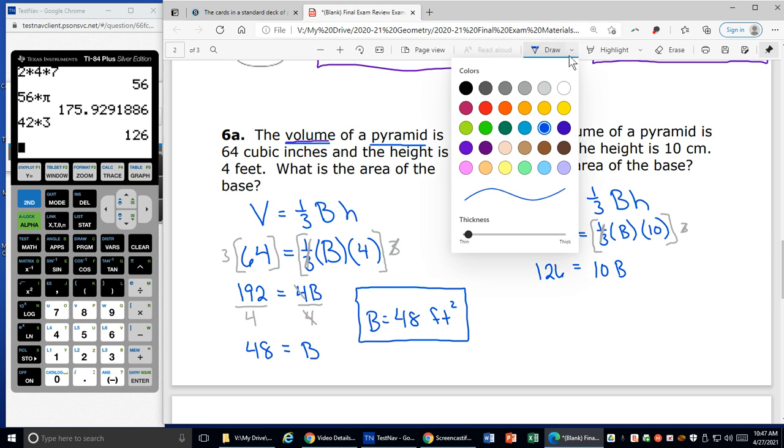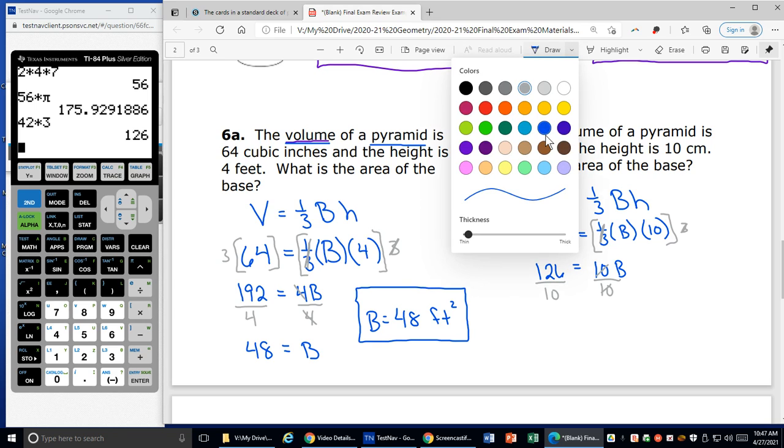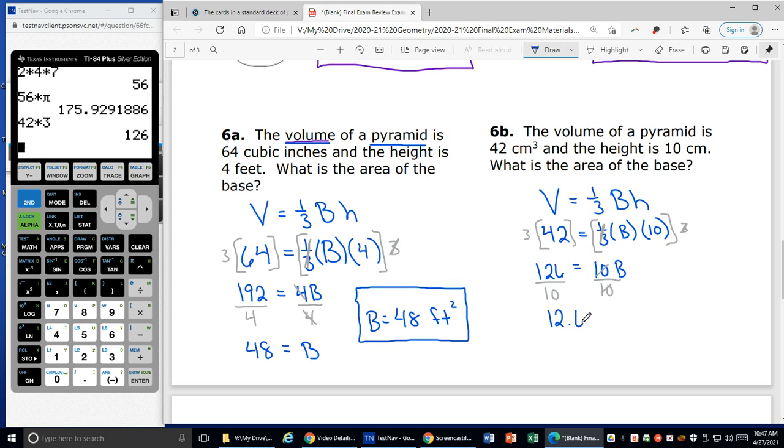Then I'm going to just divide both sides by 10. So 126 divided by 10 is 12.6 for my base. So the area of the base is 12.6. These are centimeters, and since it's the area of the base, they are square centimeters.